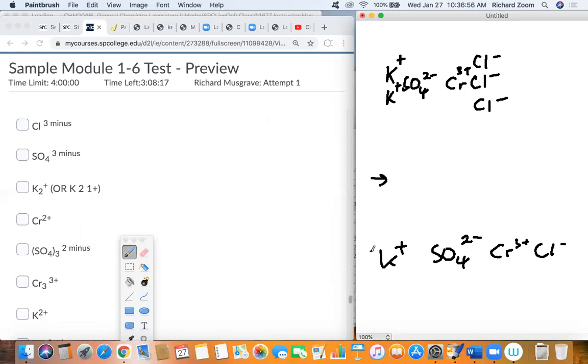Just to further clarify that, if you were doing the full ionic equation, it would look like this. And what we're looking for as the answer to that previous question is just the ions themselves and not the coefficients. Does anybody have any questions?